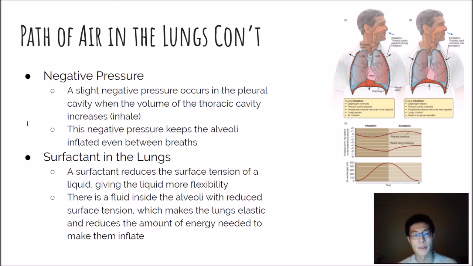In addition, there are also surfactants in the lungs, and a surfactant is basically something that reduces the surface tension of a liquid. So it's going to give that liquid more flexibility. And in your lungs, there is kind of a fluid inside the alveoli with reduced surface tension, which allows the lungs to stay elastic and reduces the amount of energy needed to make them inflate. So you could think about this maybe in a way where your lungs are made of maybe like wax paper rather than tissue paper. So when you have certain things flowing through it, when you have certain moisture that's around it, the surfactant basically keeps it relatively stable and open rather than cause it to collapse. And these surfactants, I believe, are generally made of phospholipids, sometimes ions, as well as certain membranes that are secreted in the alveoli. So surfactants can help out with your breathing in addition to that concept of negative pressure.